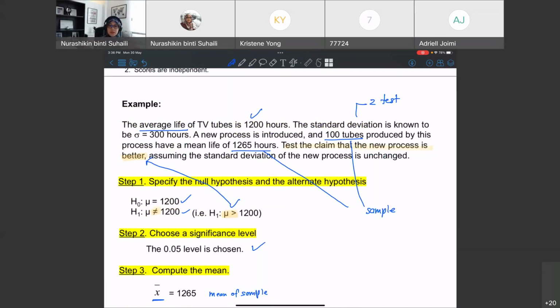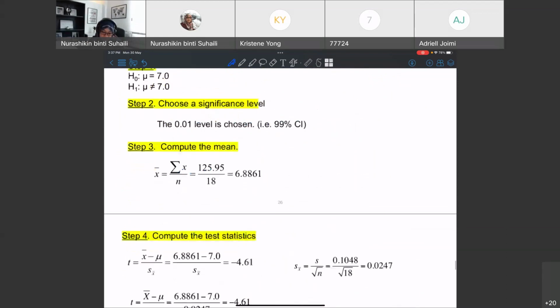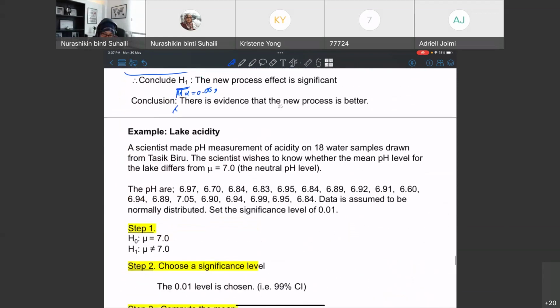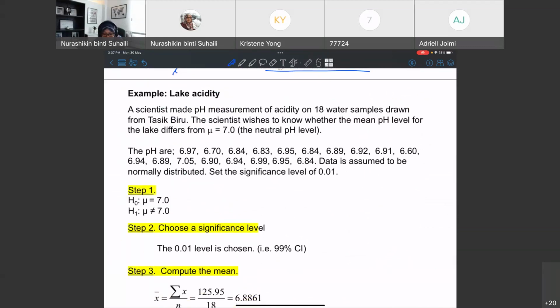Average life, we talk about the lifespan, right? So that's why you have to understand the problem. A longer lifespan is better. So that's how you relate with this. That's why it's greater. When you go back to the conclusion just now, what is it? The new process is better. So that's the conclusion. Okay, the next example you go through by yourself.